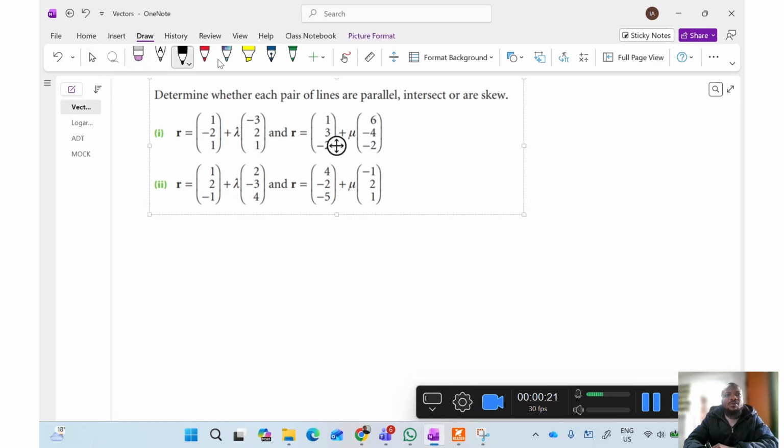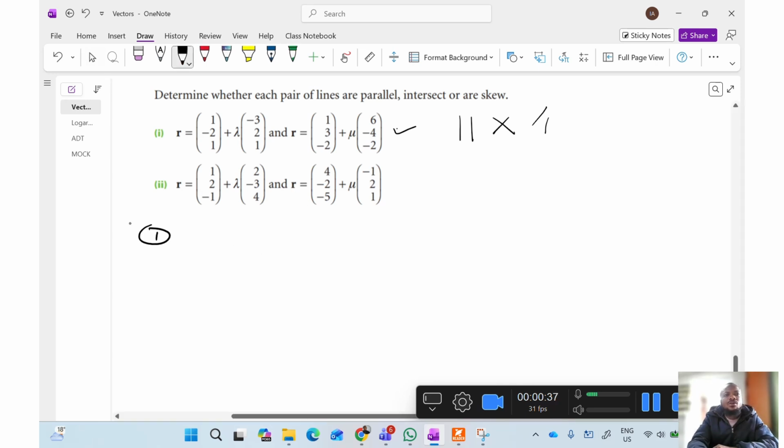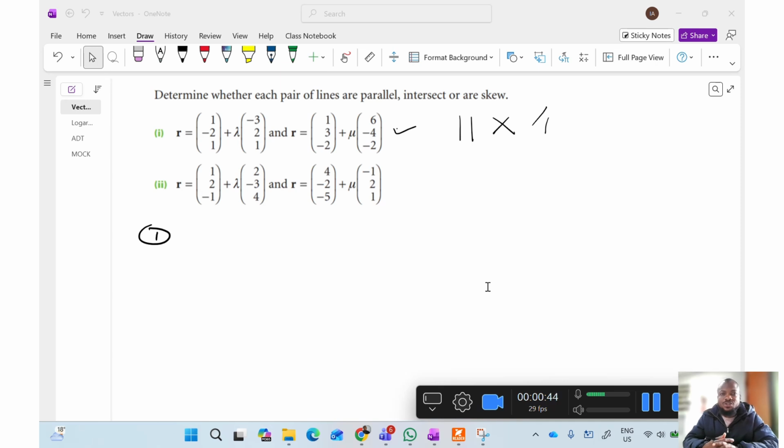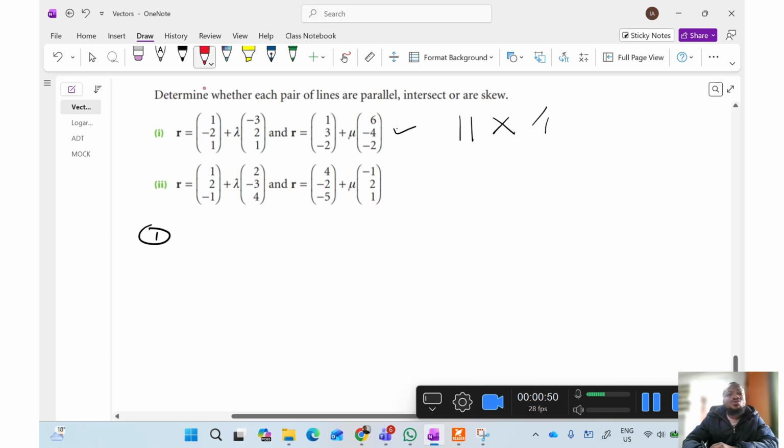We are asked to determine if they are parallel lines, or there is a point of intersection, or they are skew lines that are not parallel. So let's try and check the first one. For question i, like we did earlier, you can decide to break this down into simultaneous equations, but I will not advise you to do that, because that's going to take you through a very long process.